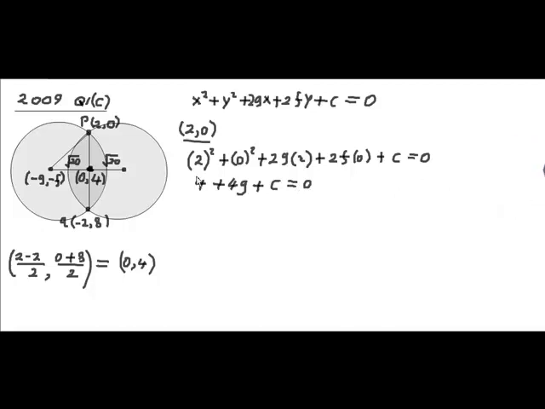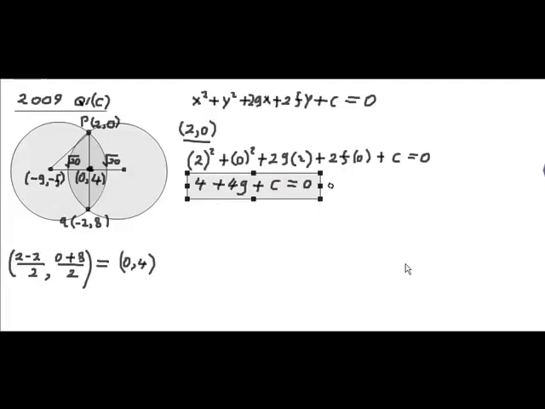Now we do the same for the point (-2, 8), because that's also on the circle. Again, as I said, we're just dealing with one circle. Forget the second circle for the moment, because if we just deal with one circle, we'll find we get two answers which correspond to the two circles in the diagram. So just focus on the circle on the left. (-2, 8) is on that circle also.